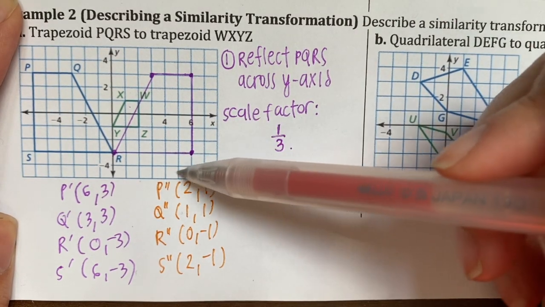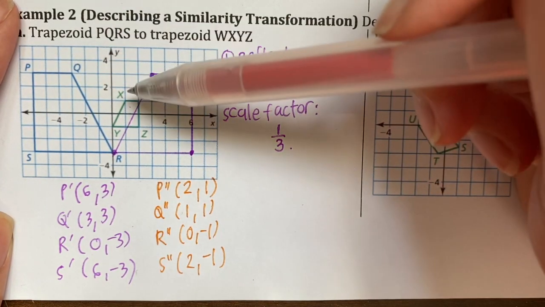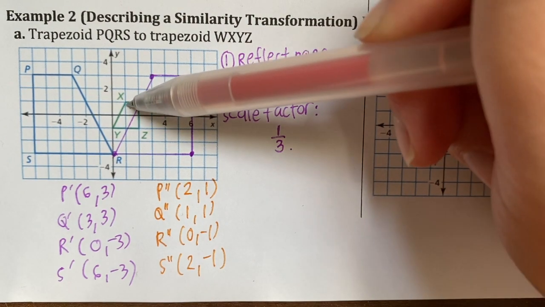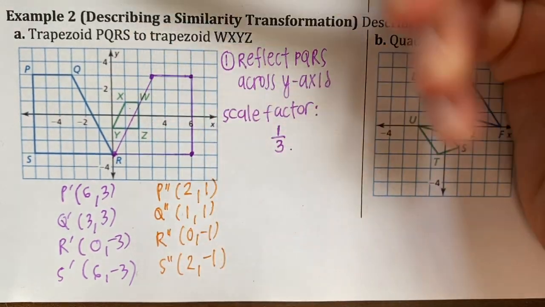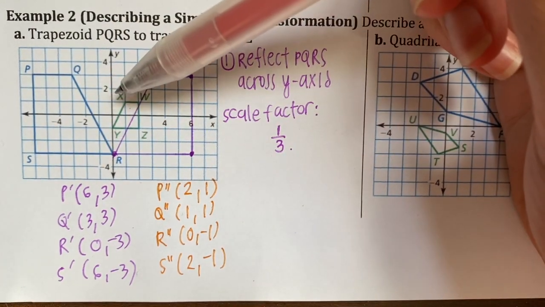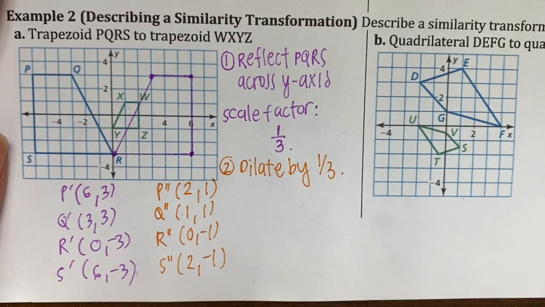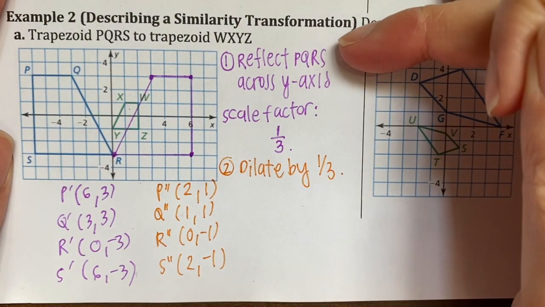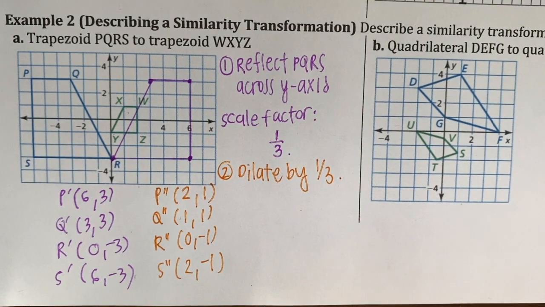We just need to check that that is correct for the trapezoid that we are concerned about. Notice that W has a coordinate of 2, 1, X is 1, 1, Y is at 0, -1, and Z is at 2, -1. So we've performed the correct transformations to go from PQRS to WXYZ. The steps to map trapezoid PQRS to trapezoid WXYZ are to reflect PQRS across the y-axis, then dilate by 1/3.